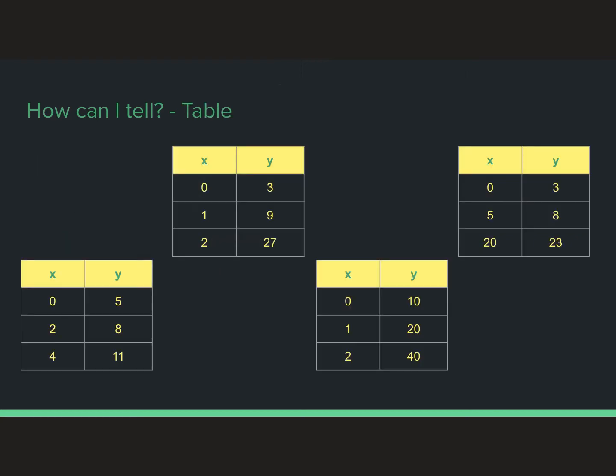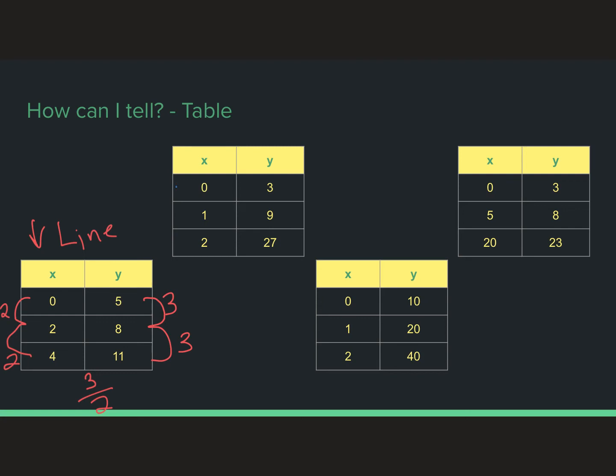So next, let's talk about how we can tell on a table. So let's start with this first table right here. I'll notice that the x side is increasing by 2 each time. The y side increases by 3 each time. So there's 3 here, 3 here, 2 here, 2 here. Change in y over change in x: 3 over 2. This is a line.